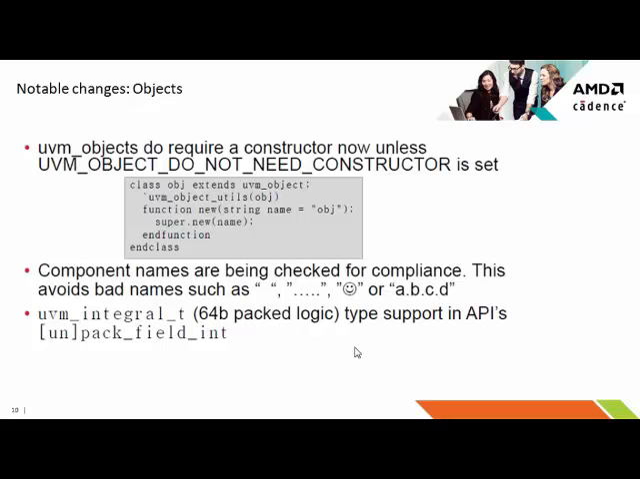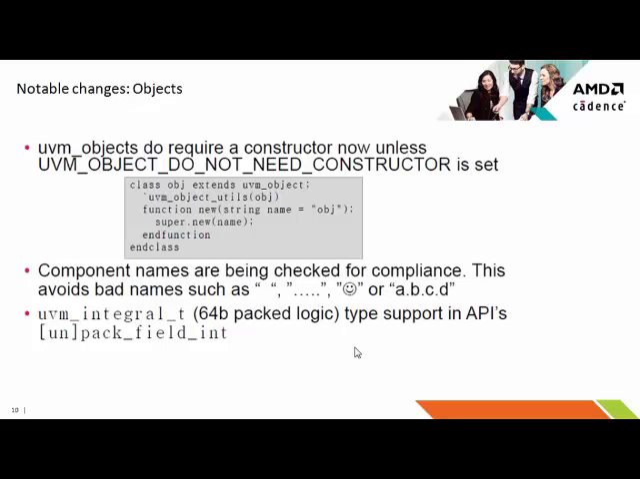Component names are being checked for compliance, so this is again tidying up, trying to make our coding style more software engineering like, if you like. That's better coding style for the way we write our UVM code. In trying to stop you writing bad names, this will be picked up by a linter and stopped at compile time. There's a new type as well called uvm_integral_t.